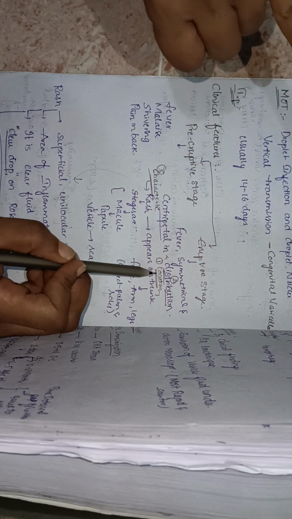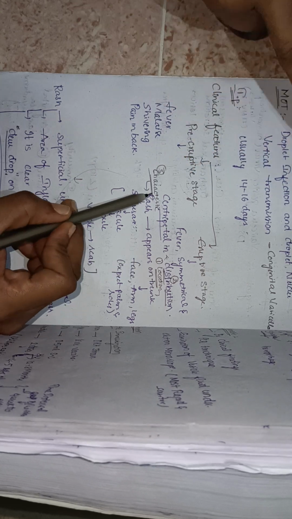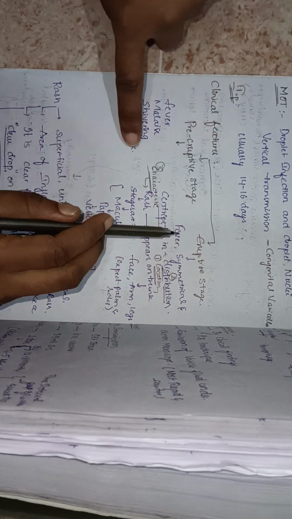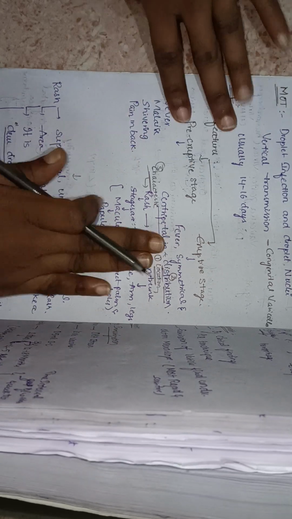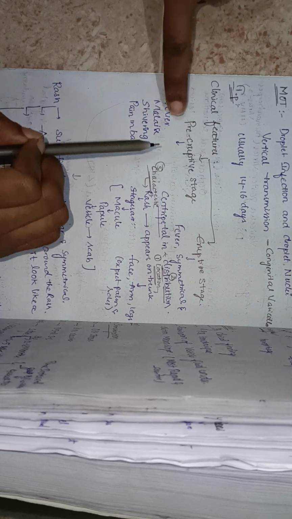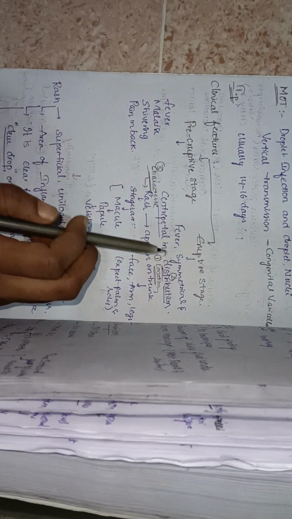First we should discuss the location, next the distribution, and next the characteristics of the rash. In the eruptive stage, the same fever is present here also, but we will discuss the rash in this eruptive stage. Pain in the back, malaise, fever, and shivering will be present. Along with fever, the rash is present in the eruptive stage.